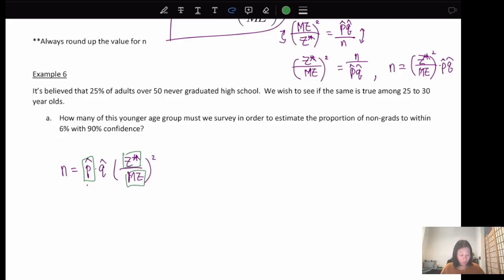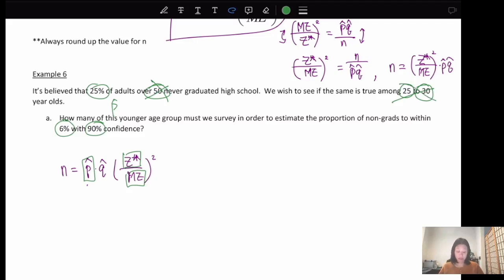Now let's take a look. We see lots of numbers here. Which ones are useful? We have 25%, 6%, 90%, 50, 25, and 30. First of all, we need to identify the useful information and which is the misleading information. 25% of the adults gives you the proportion p hat. 50 means 50 years old. It has nothing to do with the statistic, so we can cross it out.